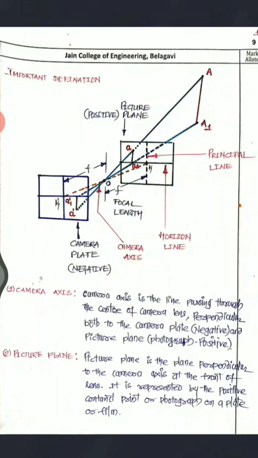Now a few of the definitions, as you can see in this figure. By understanding this figure you can easily get the definitions. The first definition is camera axis. Now you can see this figure. We have two planes or two plates. One we call the negative.